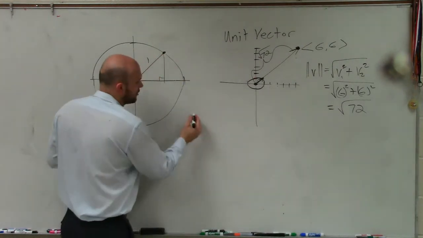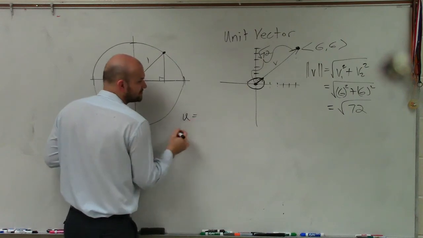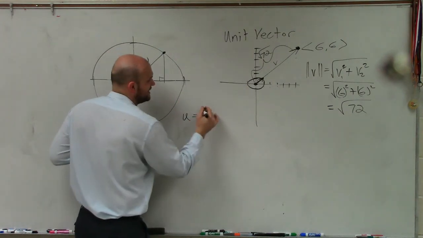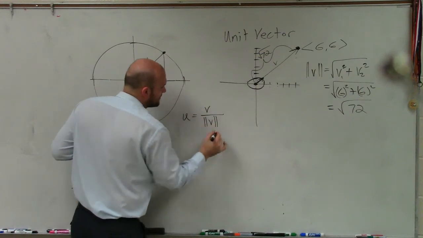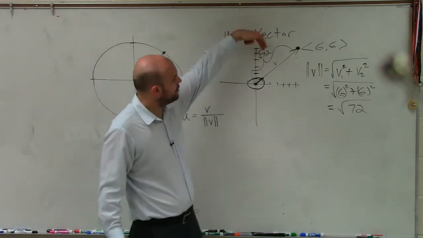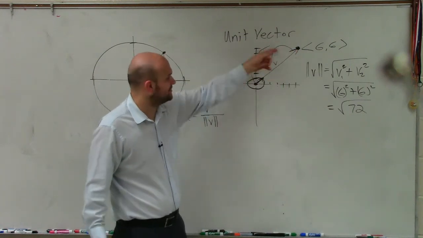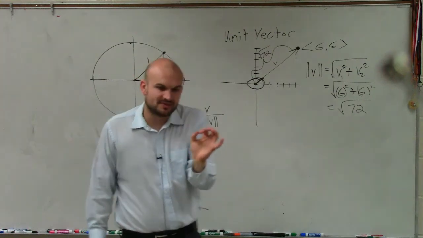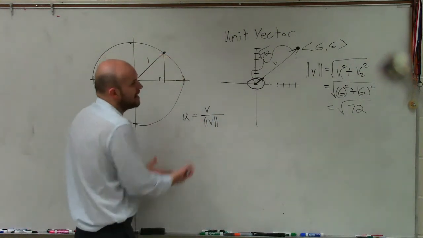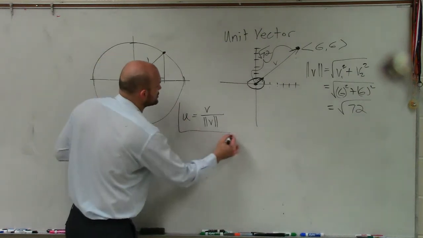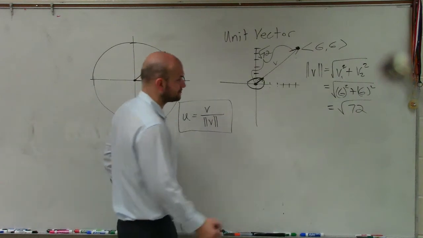Well, the general format is, if here is my vector v, vector u, which we call our unit vector, equals vector v divided by the magnitude of v. And think about that. If here's the whole magnitude of √72, and I take this vector and divide it by its magnitude, it's going to give me the simplest vector that has a magnitude of 1. So let's see how this would play out, because here is your general formula. Let's actually apply that formula to see what would happen.